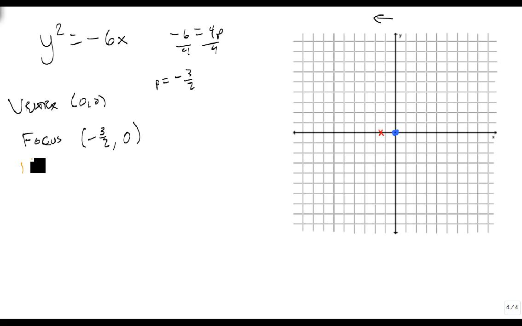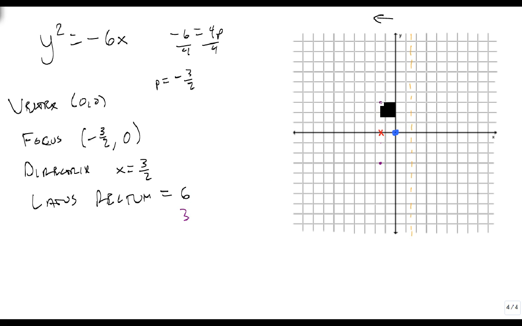And our directrix is at x equals 3/2. So it's this line right here. Our latus rectum is 6. We take the absolute value of it. We cut that in half, and that says we go up 1, 2, 3, and we go down 1, 2, 3, because that's half of the length. And our parabola looks like it's going to do something like this. And we have now graphed our parabola.